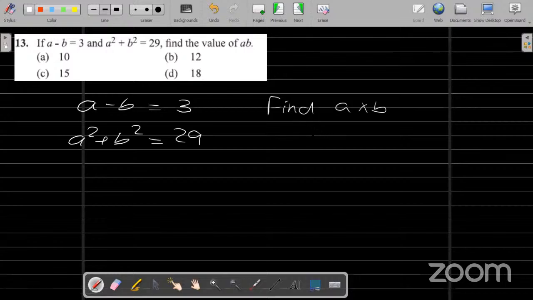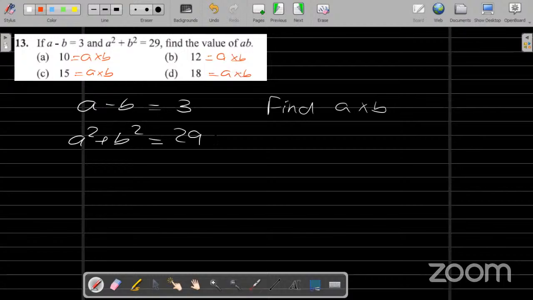But it is not needed. The best method is using the options. We need to find ab, so all options must be giving you a value for ab. Here a into b is 10. Here a into b is 15. Here a into b is 12. Here a into b is 18.